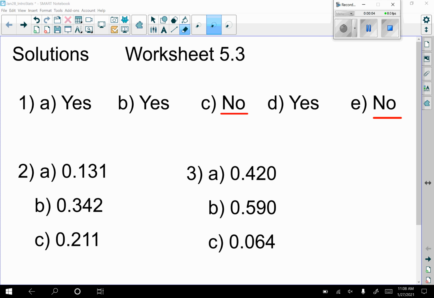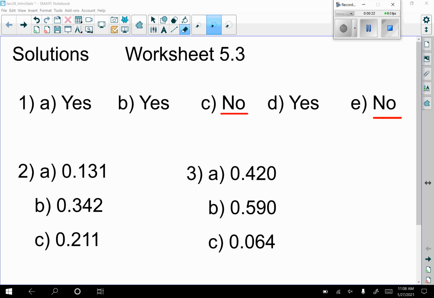Hello everyone, these are the answers to the first three problems assigned yesterday from worksheet 5.3. For number 1, you were just asked which of the following are binomial experiments or can be reduced to binomial experiments. So A, surveying 100 people to determine if they like Powerade Zero would say yes, because we would either get yes they like it or no they didn't.